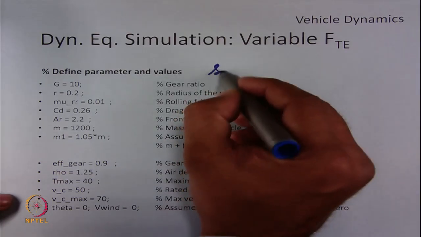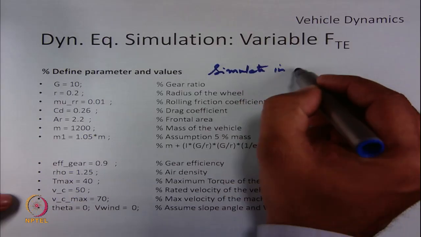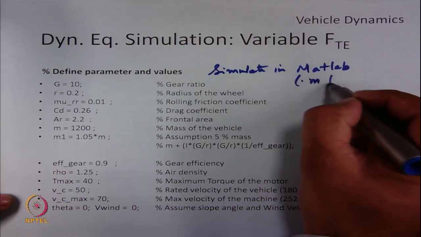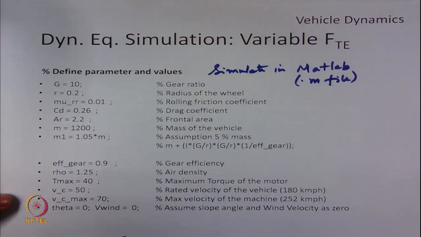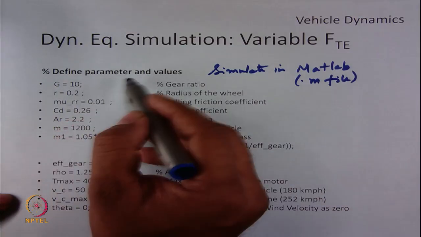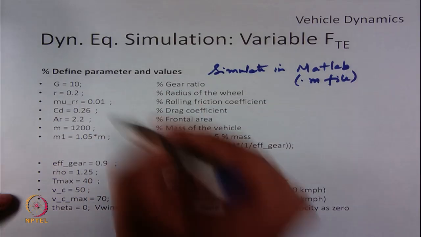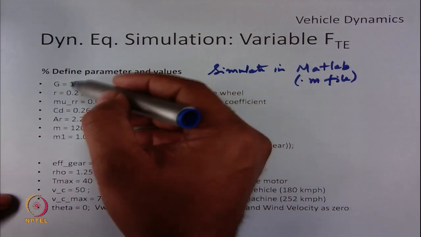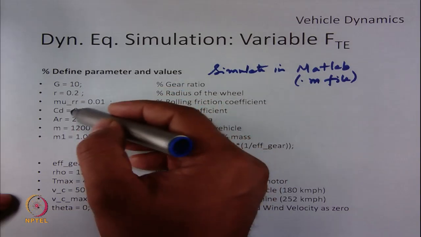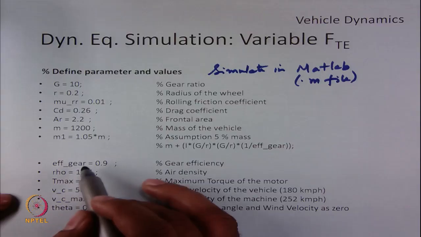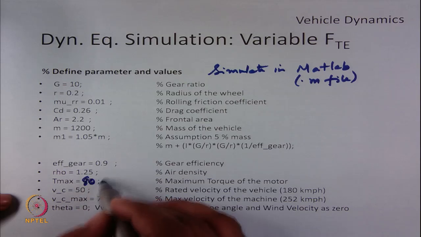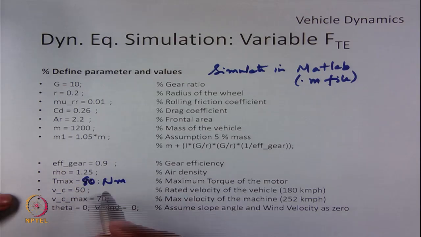So, if you want to simulate in MATLAB, basically in .m file, we can do this kind of parameter definition and allocating values, very similar to what we have seen in the analytical calculations. So, we will just put all the values of gear, radius, mu RR, CD, AR, mass, efficiency of gear, rho, T max. So, this is basically 80. So, 80 Newton meter, VC of 50 meter per second and 70 meter per second.